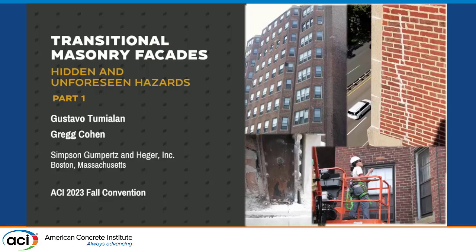Transitional masonry facades are a type of construction that is very common in many cities of the United States. And the deterioration of the structural frame can cause a hazard of the masonry. So the topic of this presentation, even though it's masonry, the intent is to show that the deterioration of the underlying conditions, underlying frame, which could be steel or concrete, can cause a real hazard when the masonry deteriorates.